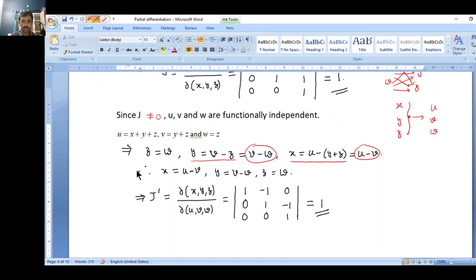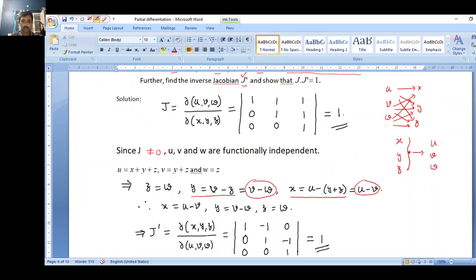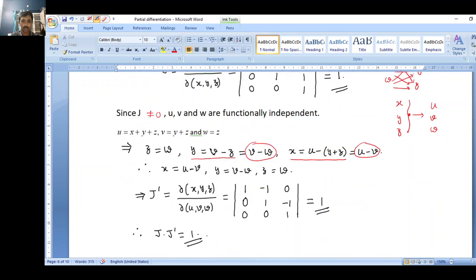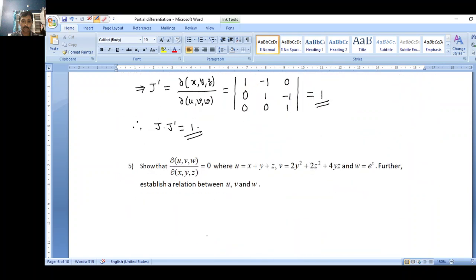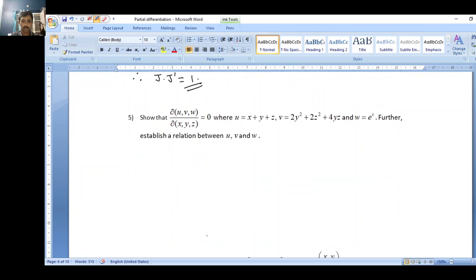So it is just to show, very trivial, at least in this problem, because j is 1 and j dash is 1. So j into j dash is 1, of course. So this completes solving this question. Right? Fine. I hope you have followed this part as well. Now it's the time to go to the next question.